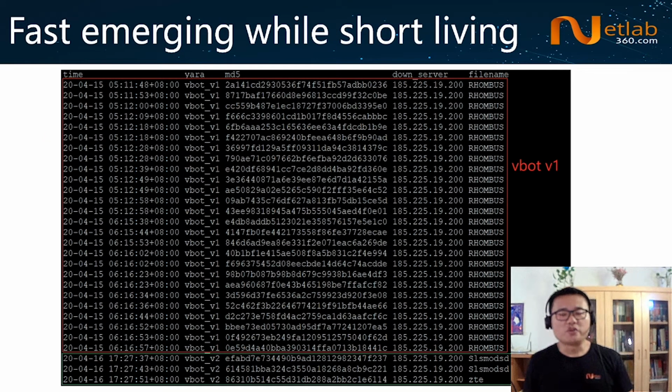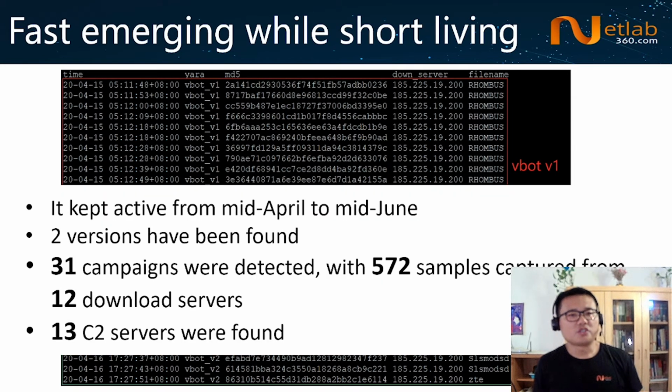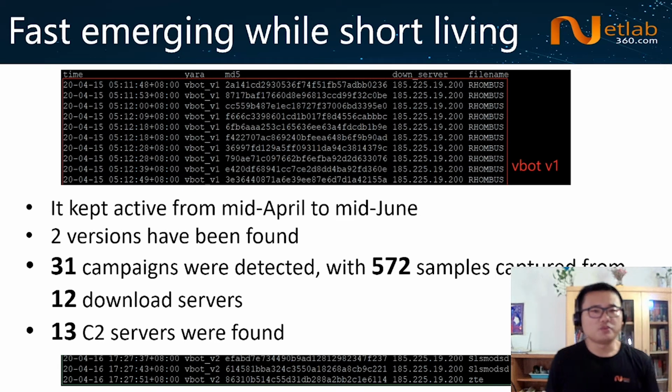While there are so many variants, according to our data, most Gafgyt C2 servers only kept active for a few days. That can be well observed from the variant vbot. This variant kept active from mid-April to mid-June. In total, 2 versions have been found. During its lifespan, as many as 31 campaigns were detected, with 572 samples captured from 12 downloader servers. From those samples, 13 C2 servers were found. On average, each C2 server only kept active for 4.6 days.